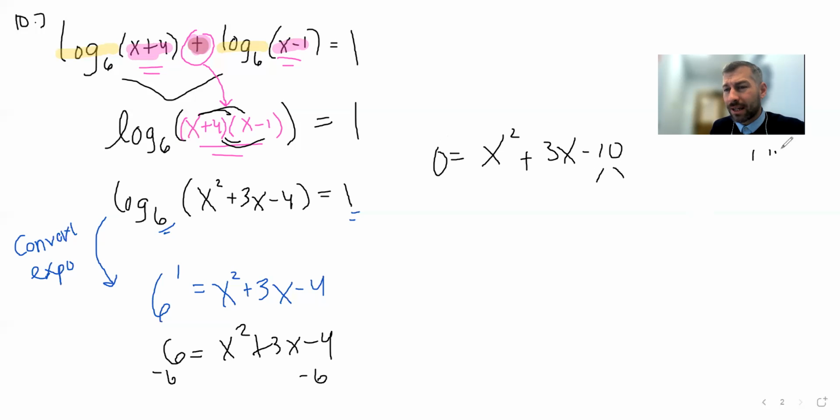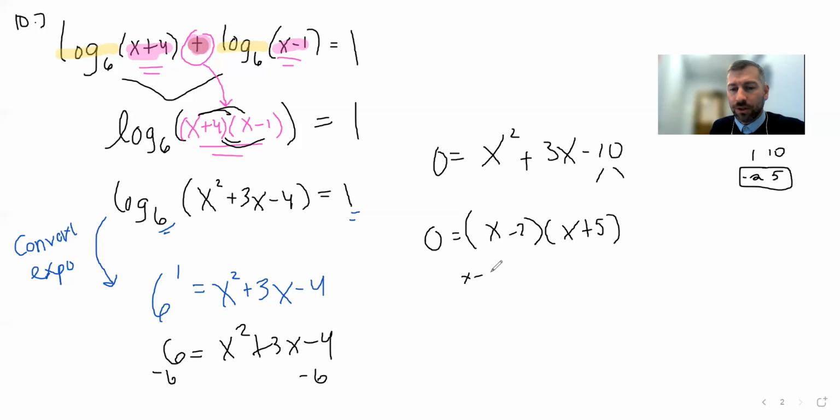I've got 1 and 10. I've got 2 and 5. 1 and 10 will not give me 3. 2 and 5 will if I subtract them, as long as the 5 is positive and the 2 is negative. All right, so we're going to call this x minus 2, x plus 5. Now remember, that's not the solution. That's how I'd get there. Set each one of these equal to 0. And I'm being super extra now to make sure that we remember this step. And we get x equals 2 and x equals negative 5.